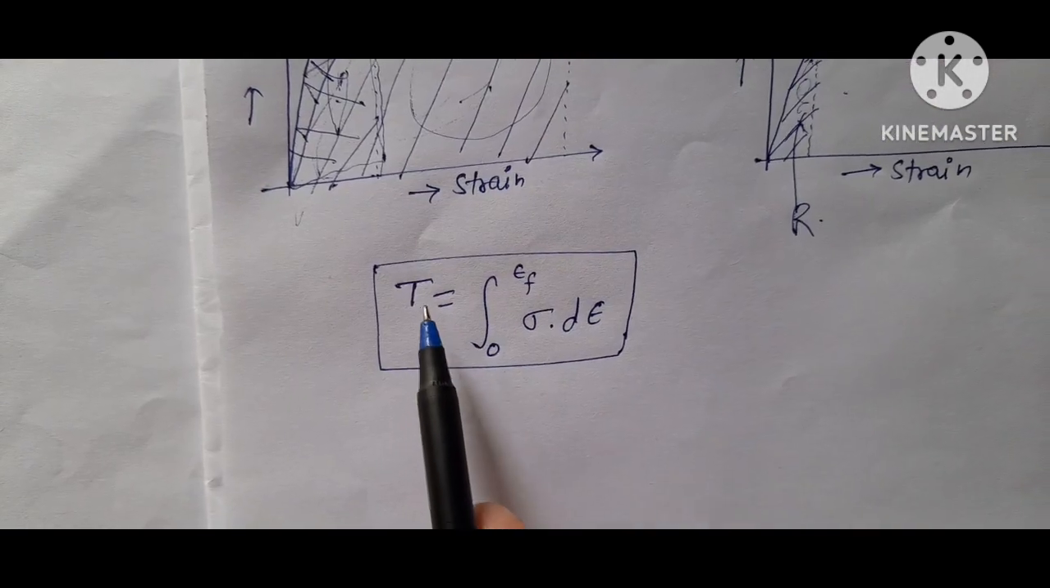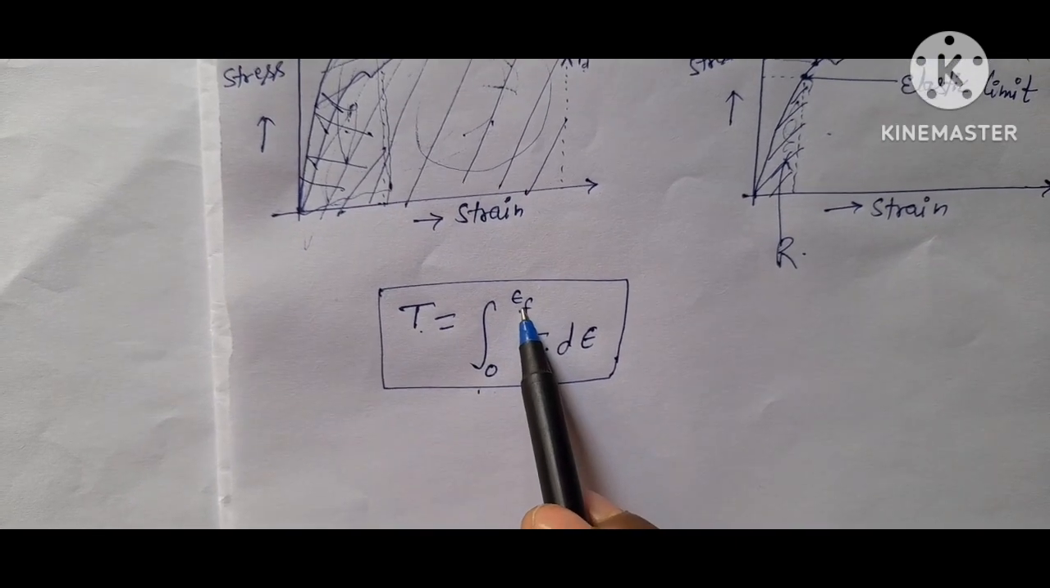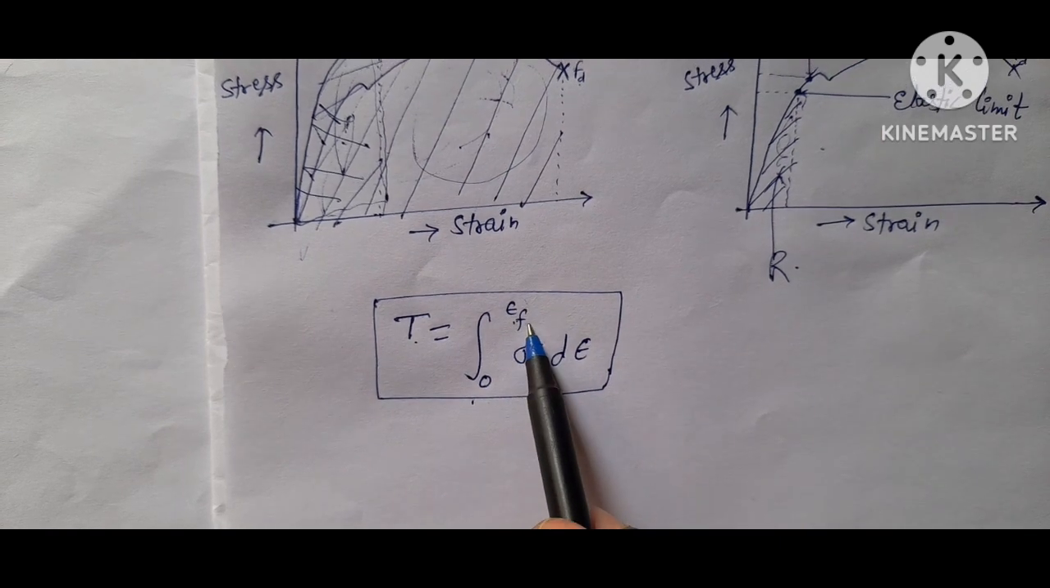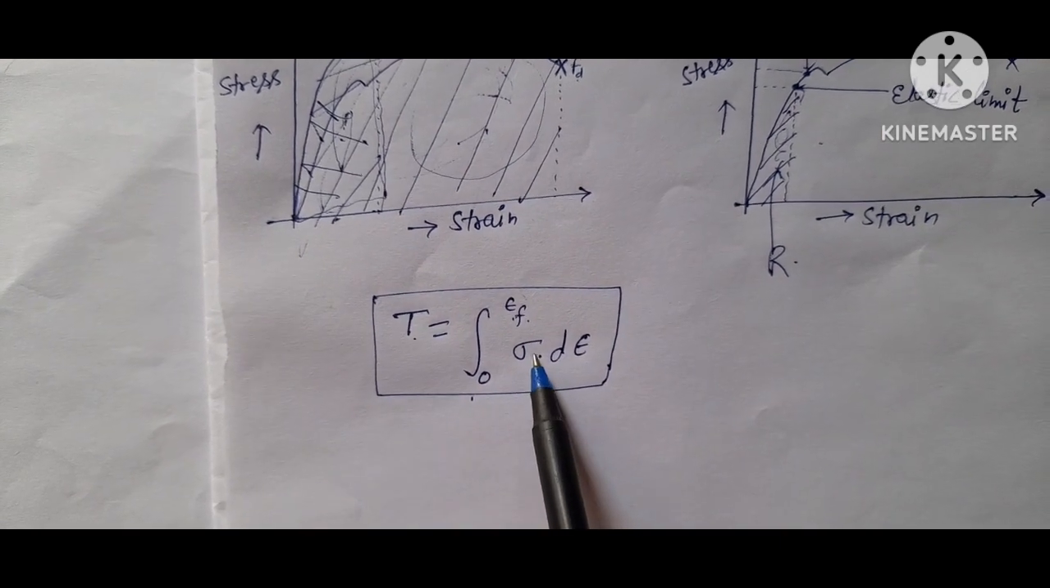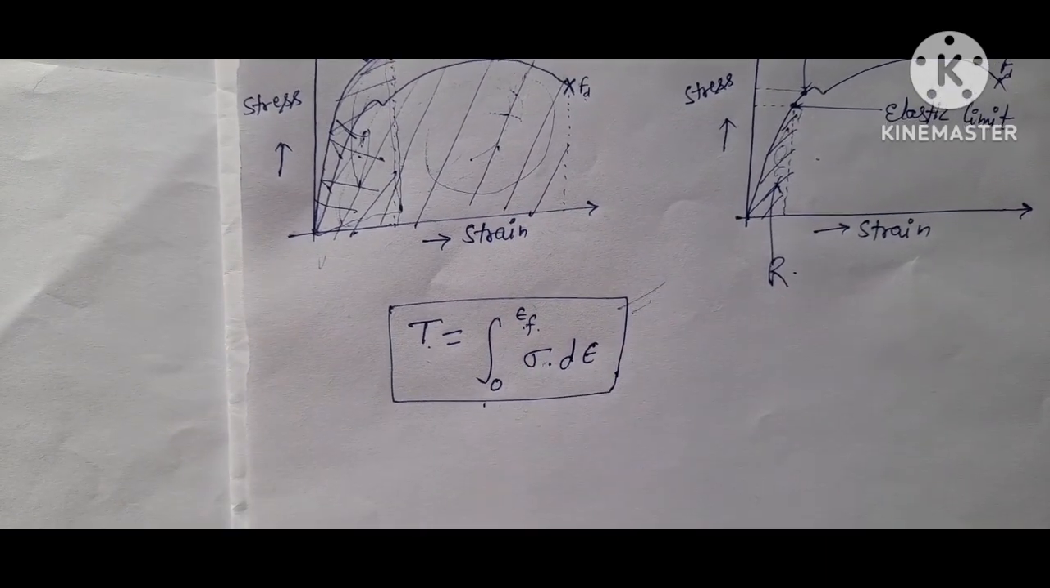So friends, toughness equals the integral from 0 to epsilon_f of sigma d epsilon, where epsilon_f is the true strain at the fracture point, sigma is stress, and d epsilon is the strain increment. This is the formula of toughness.